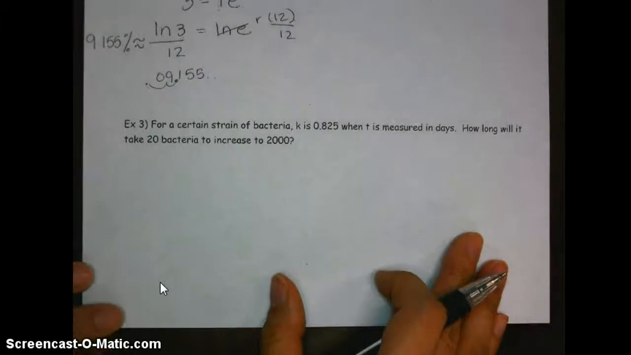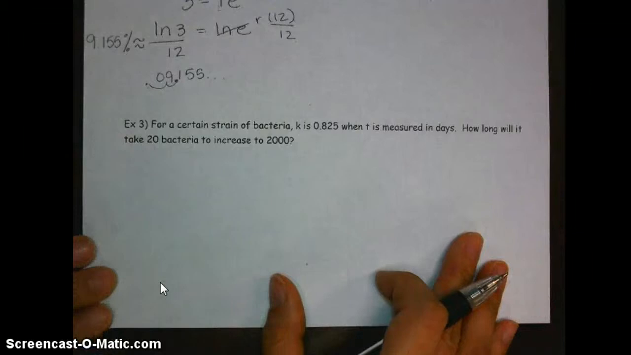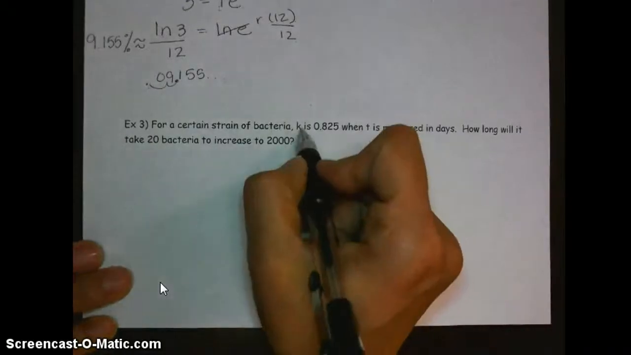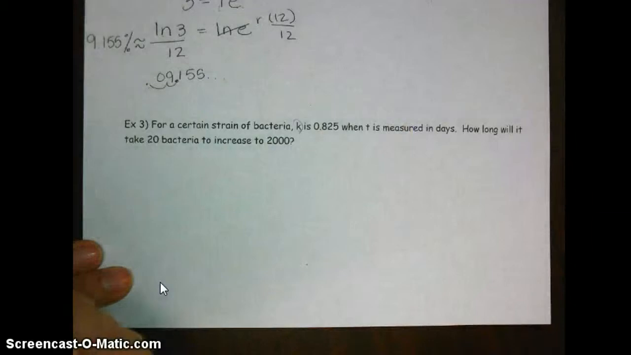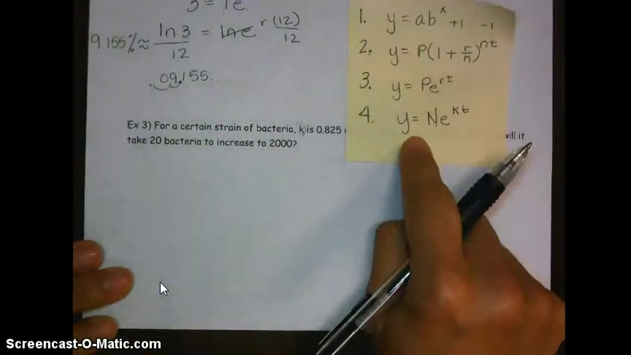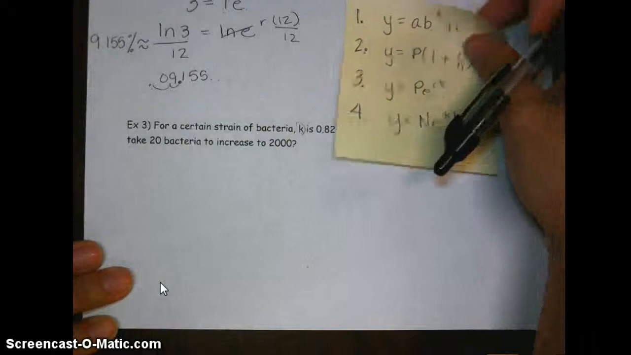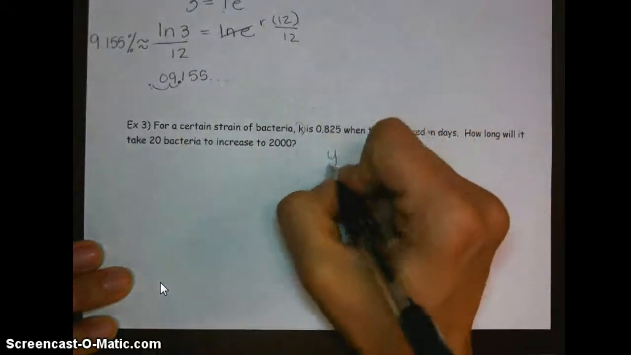For a certain strain of bacteria, K is 0.825 when T is measured in days. How long will it take 20 bacteria to increase to 2,000? All right, so this is a science problem, and it does give you a K value. So we're going to use the science formula, y equals N times e to the kt.